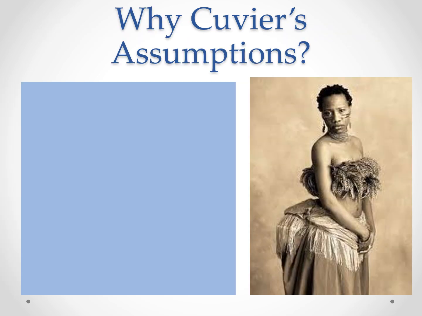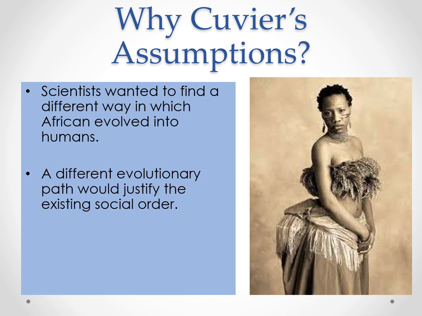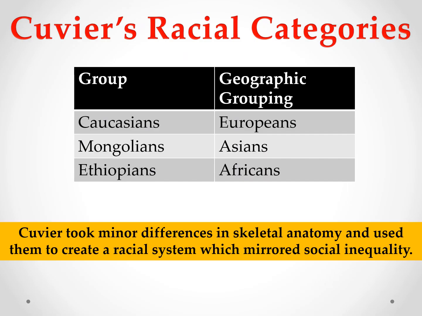But why did Cuvier have these assumptions? Well, at the time, scientists wanted to find a different way in which Africans evolved into humans, right? Because that would justify the existing social order, right? With Africans being placed in a lower position in society than people of lighter skin tones, right? So this was during a time when most scholars refuted a common ape ancestor for humans, right? Remember, this is before Darwin. This is before we had a concept of natural selection and before we had a concept of evolution.